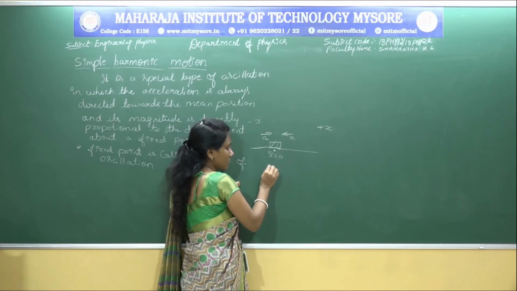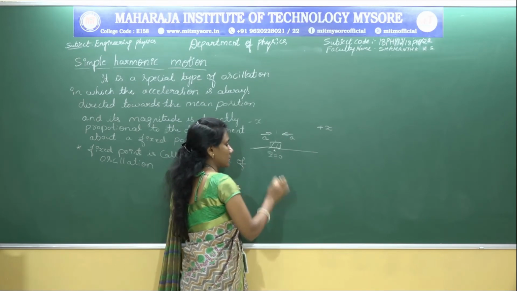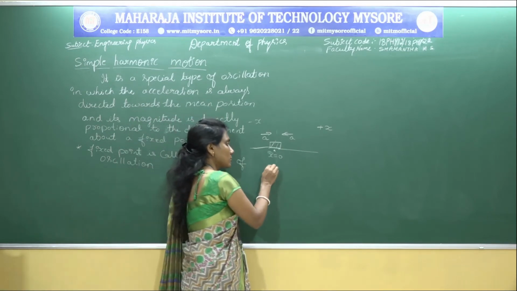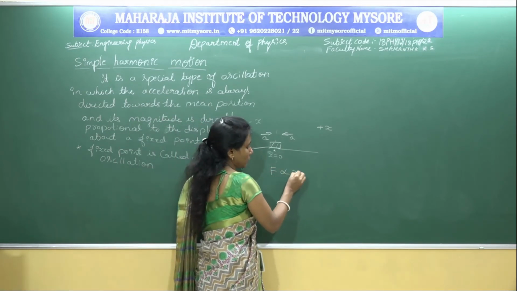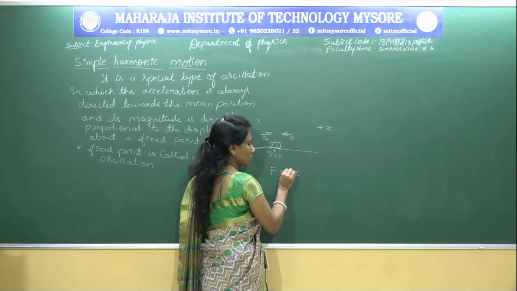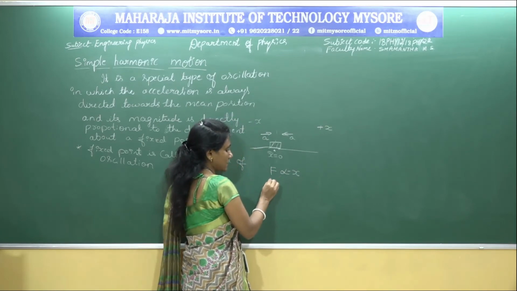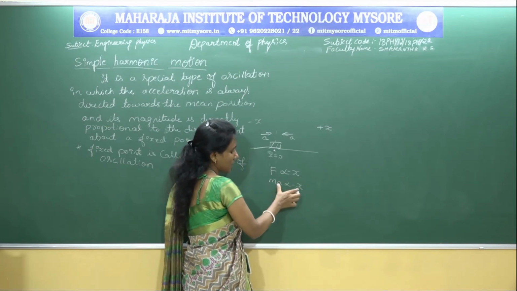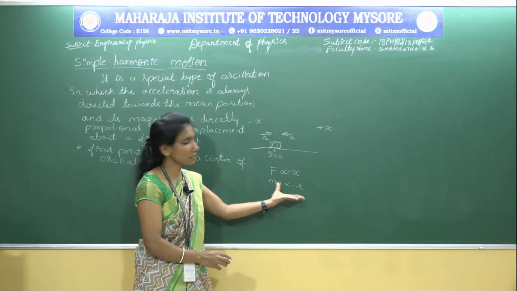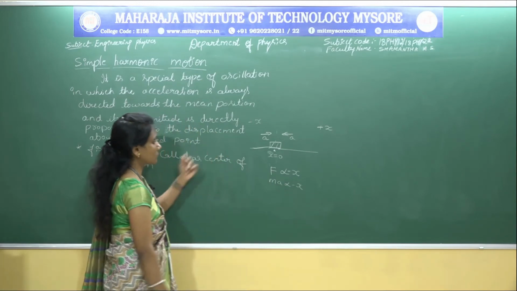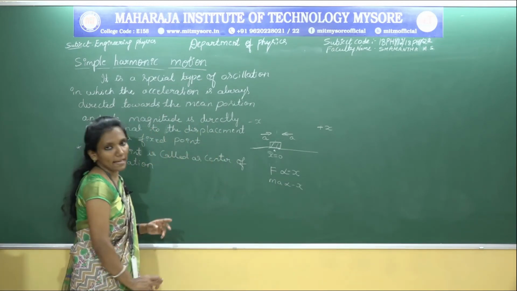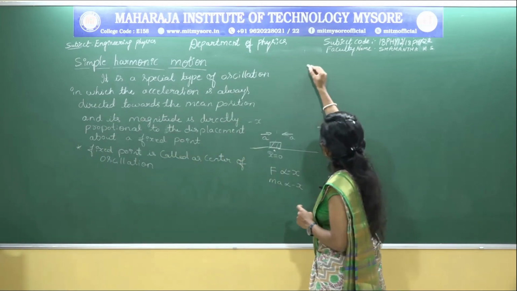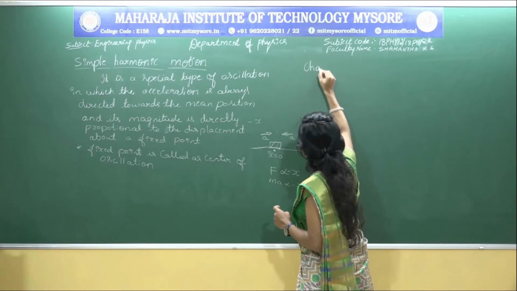So that means any motion that works on Hooke's law, where the force is directly proportional to the displacement but in the opposite direction, and whose magnitude is directly proportional to the displacement, is simple harmonic motion. Then what are the characteristics of simple harmonic motion?